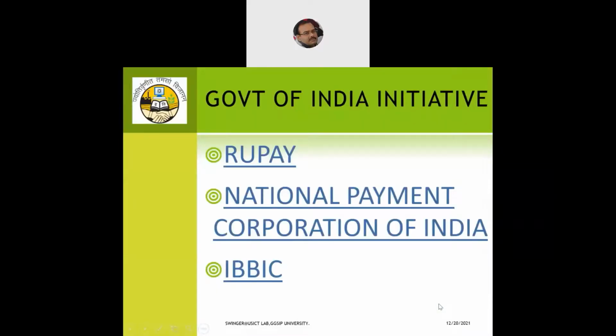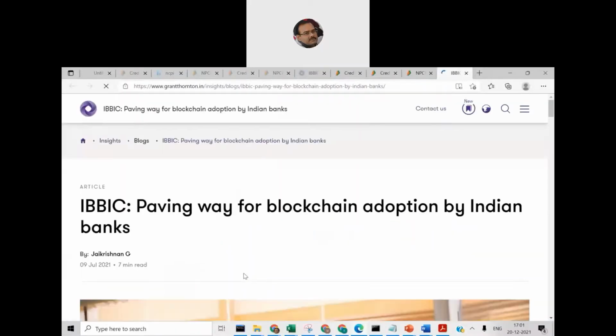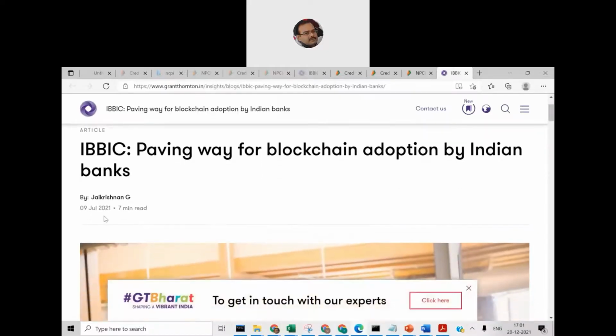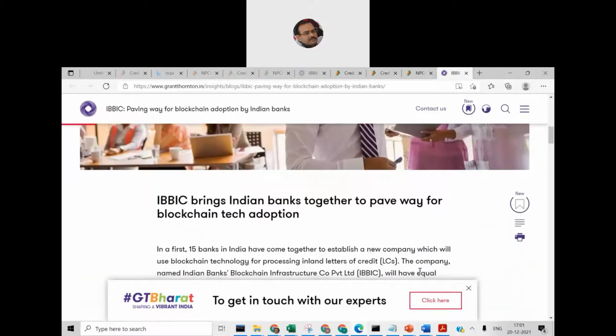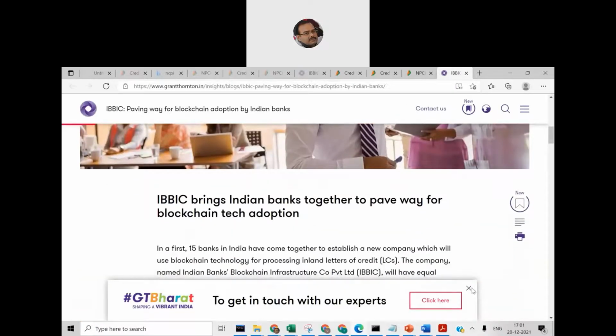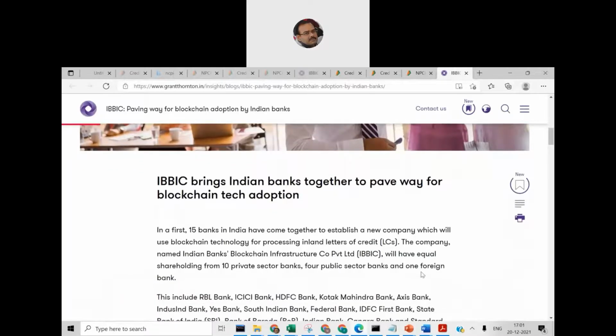Then there is the setting up of the IBBIC. So what is this IBBIC? Let me show you. It's a consortium, or the coming together of various banks. So you can look at this article from this year only, 9 July 2021. And what does the IBBIC say? If you look at it, the company is named Indian Banks Blockchain Infrastructure Company Private Limited.